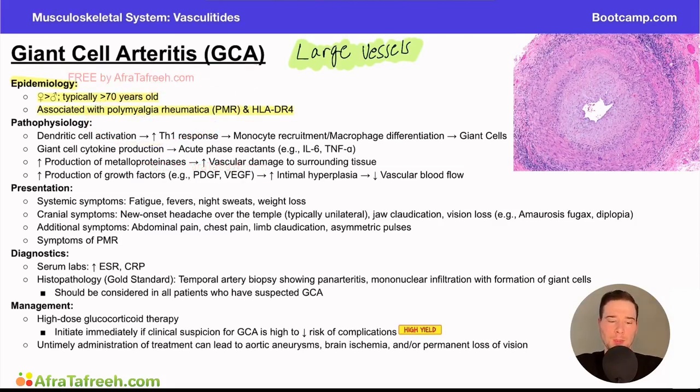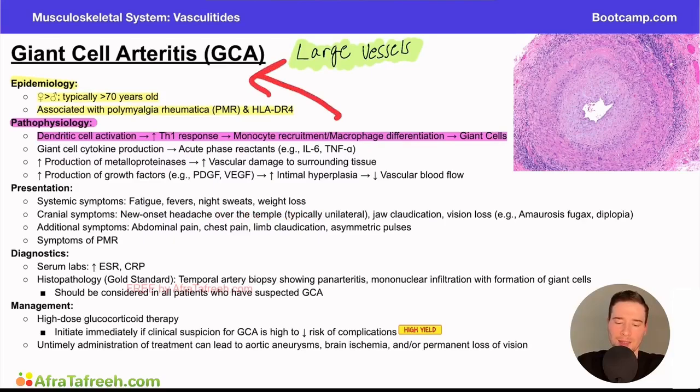Now, when we think about the pathophysiology here, pretty important stuff, but I don't want to get too bogged down in the weeds. But in general, this is an overactive response by the body leading to vascular inflammation. So we can have dendritic cell activation, which leads to an increased Th1 response, resulting in monocyte recruitment, macrophage differentiation, and giant cells. And giant cells is an important word here, right? We'll talk about the histopathology in a second, but again, this is called giant cell arteritis, so it's named appropriately and helps us with memorizing these key points.